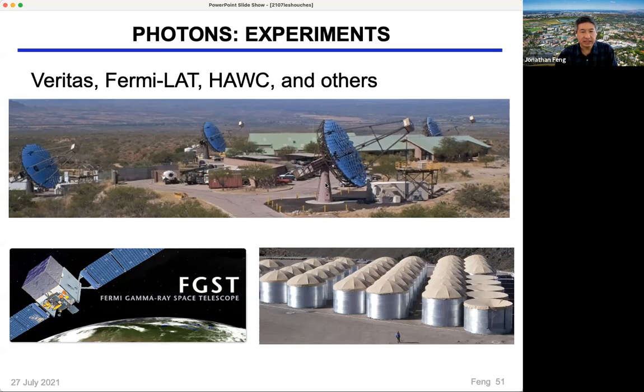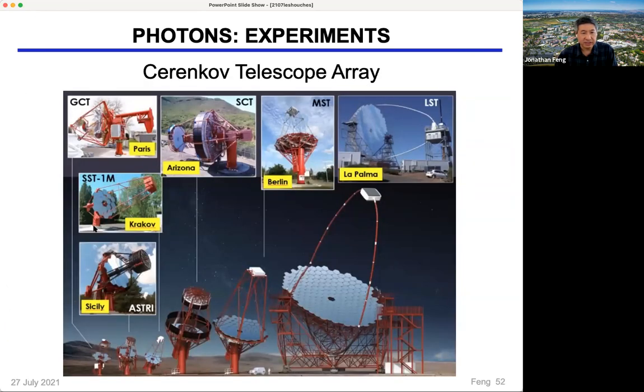This is the Veritas telescope, which points at some place like the galactic center and looks for these photons. Here's HAWC in the mountains in Mexico. Here's the Fermi gamma ray space telescope, which is in space. And then the great future hope is the Cherenkov Telescope Array, which is going to be the LHC experiment of gamma ray astronomy. And so you can look with great power at the galactic center or dwarf galaxies or wherever.